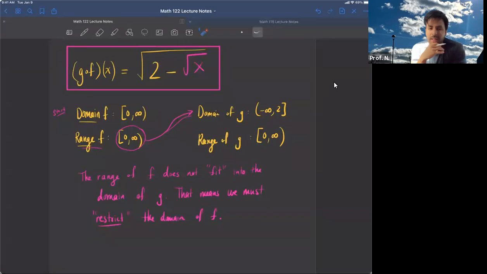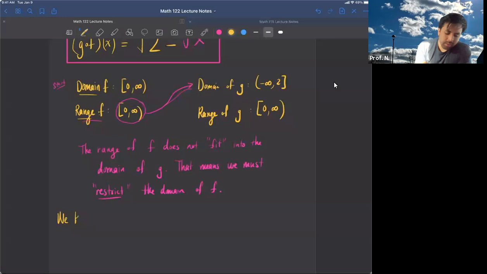Well, I can think about this graphically, and that can be a bit more confusing. But let's go back to the original problem at hand. What do we know about square root functions? Whatever is underneath the radical must be greater than or equal to 0. So we know that 2 minus the square root of x must be greater than or equal to 0. If you solve for this, you get that the square root of x is less than or equal to 2, which means that x must be less than or equal to 4.